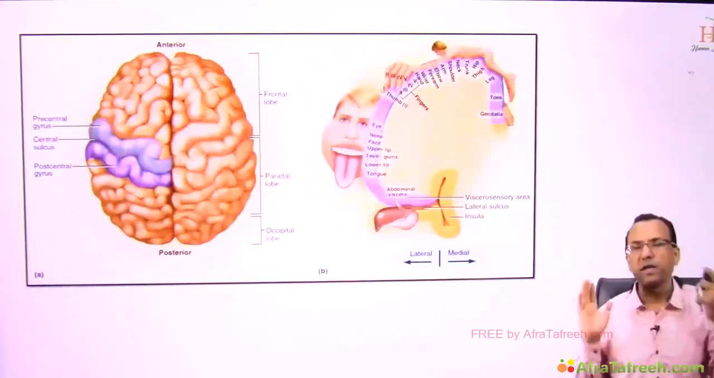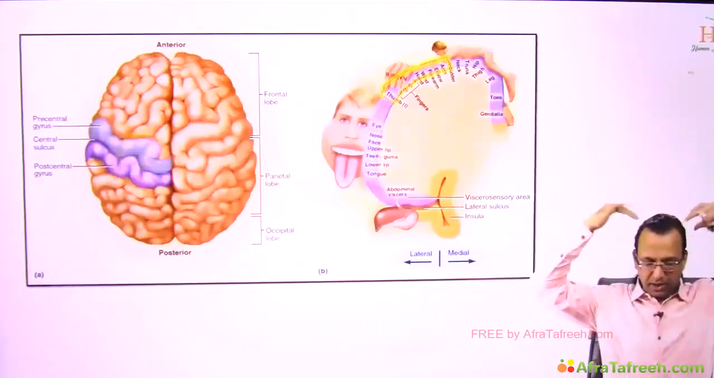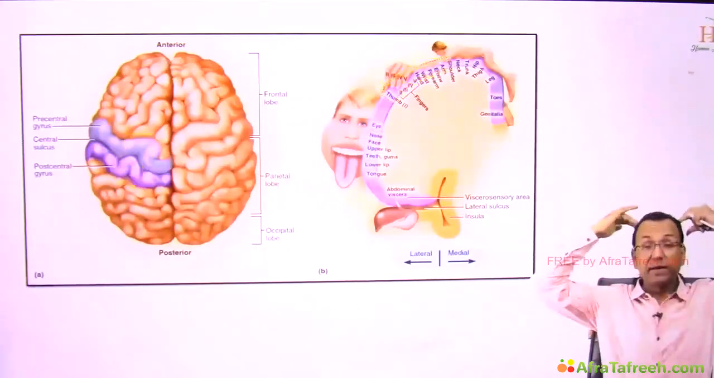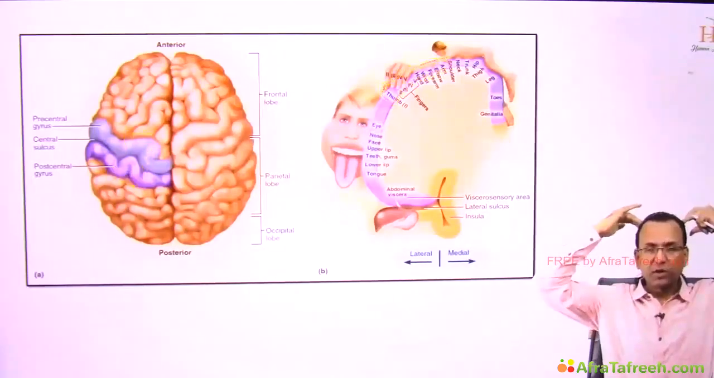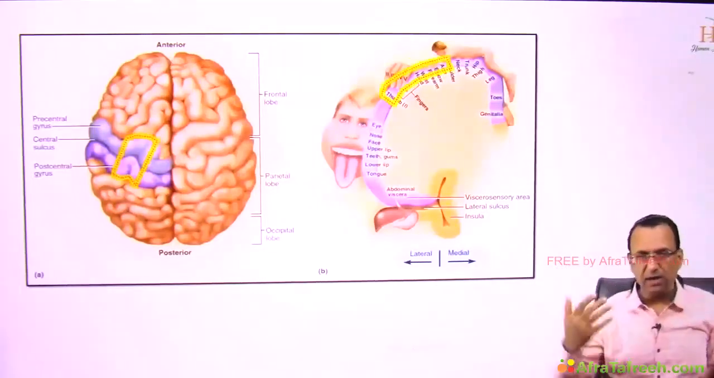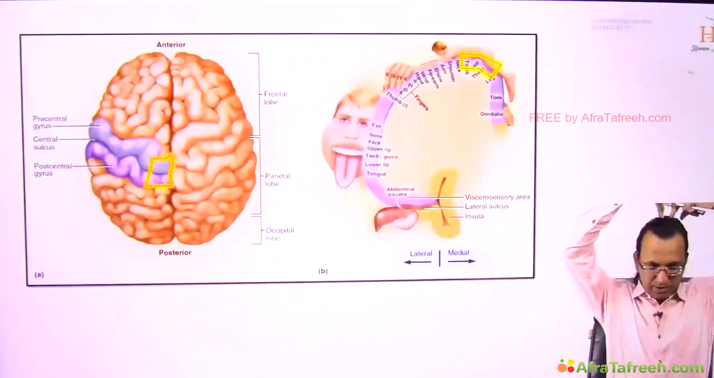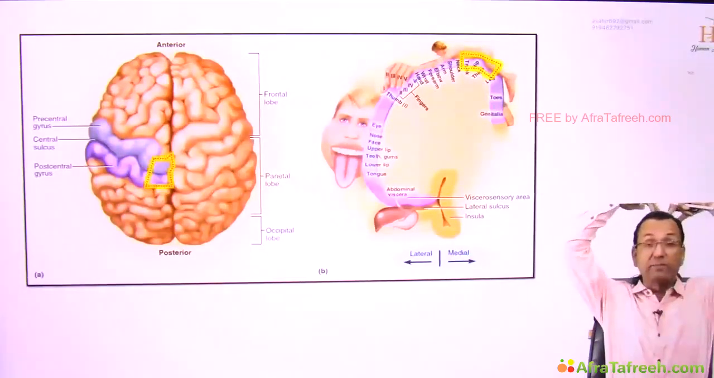And what if I go slightly higher? Then it is the hand area, the upper limb area, sensory motor control. And what if I go still higher? Then it is the pelvis perineum area. Pelvis perineum area. And where is the lower limb area?